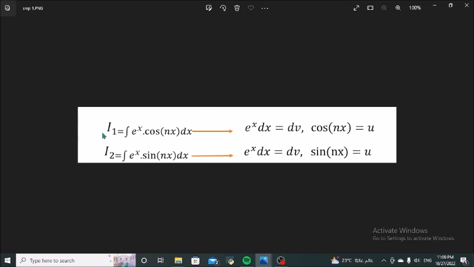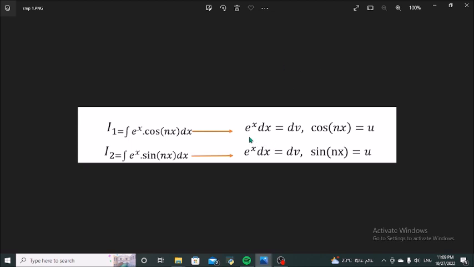Let us solve together these two integrations. The first integration, I1, the integral of e to the power x cosine nx dx. To solve it, we use the rule of integration by parts: integral u dv equals u v minus integral v du.